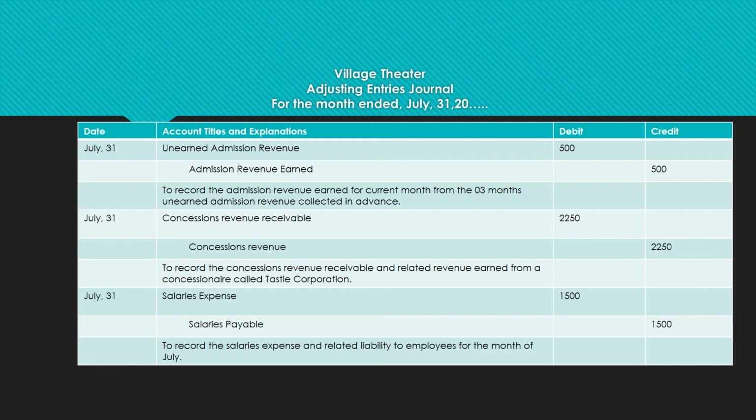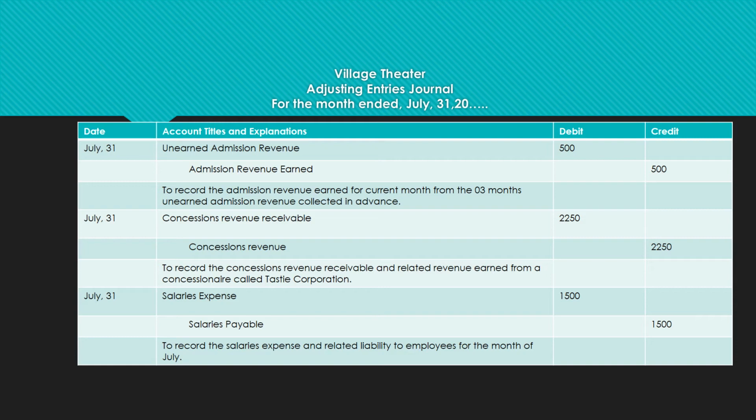So on July 31st, they will pass the adjusting entry: salaries expense debit 1,500, salaries payable credit 1,500. The explanation will be to record the salaries expense and related liability to employees for the month of July. So that's all about transaction G. So these are all the adjusting entries that we have discussed.